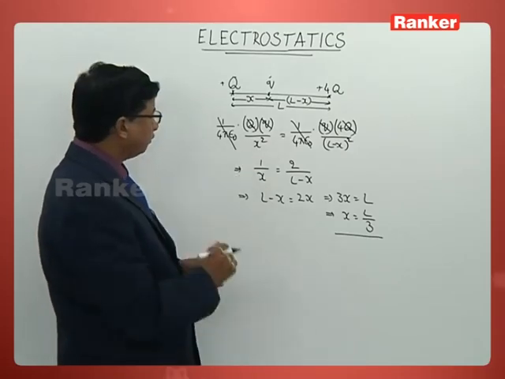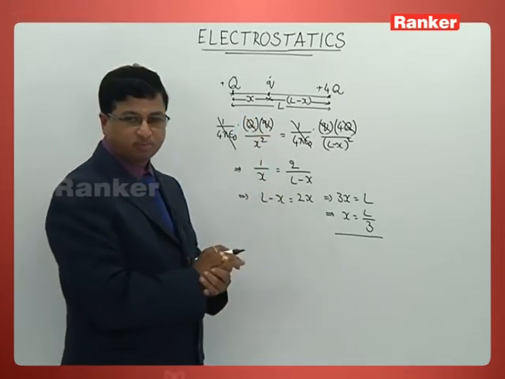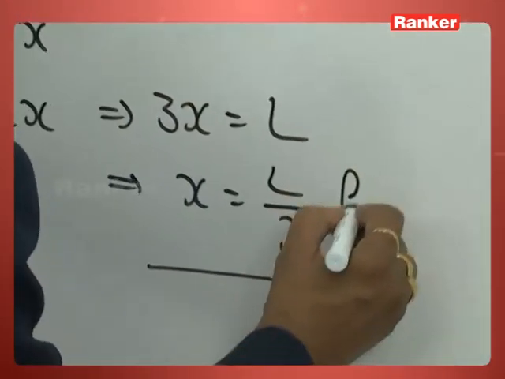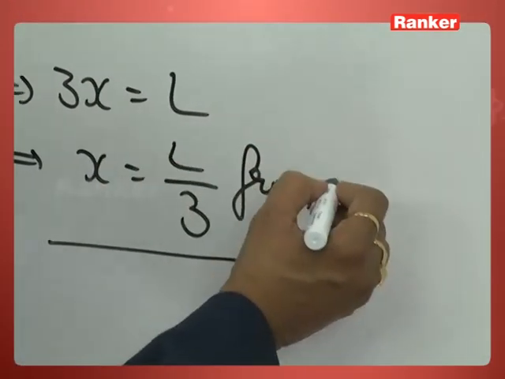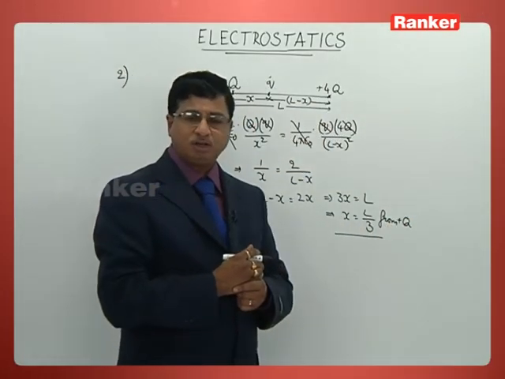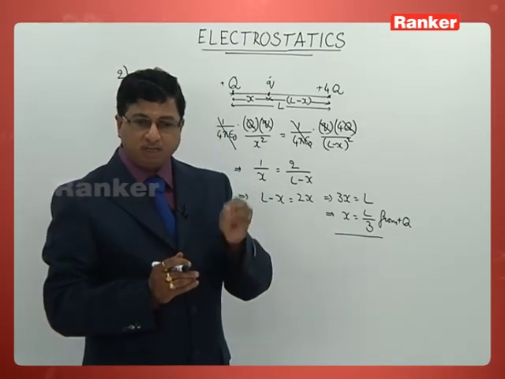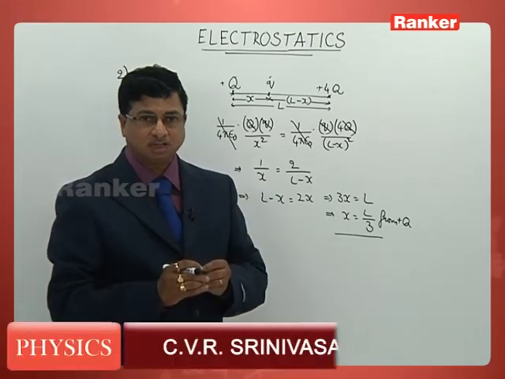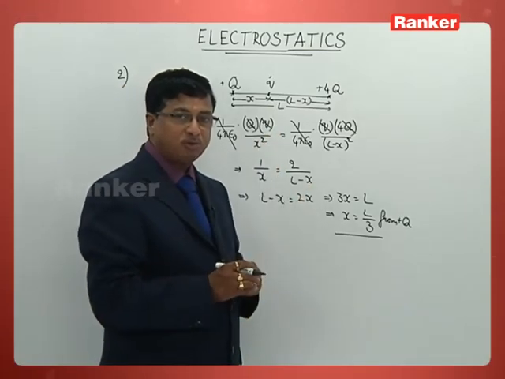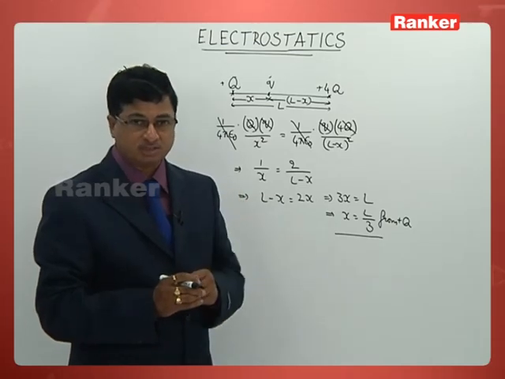That is the concept you should understand first of all. So at what distance is it to be placed? We are now getting L by 3 from capital Q. But look at the options given first of all. L by 3 from capital Q has been given in the third option. But unless we calculate the magnitude of Q, we cannot come to any conclusion directly about the options.